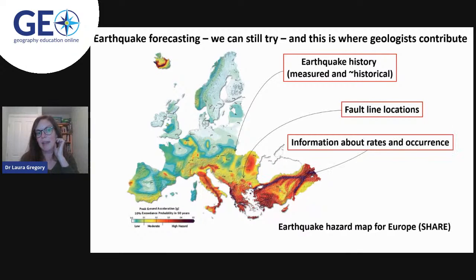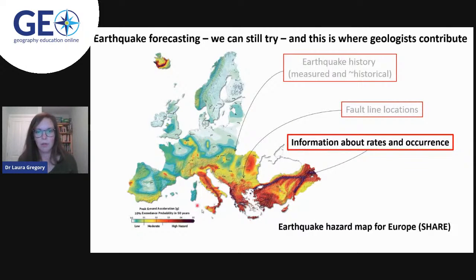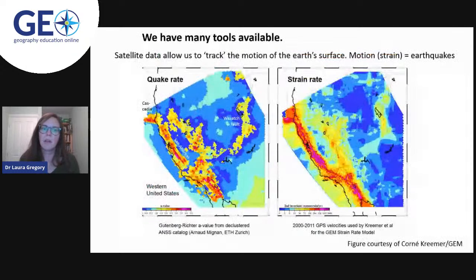And then also information about the rates and occurrence of earthquakes. So how often they occur and how fast that tectonic stress is building up. And so what I want to do is go through a few examples of these different pieces of information that we can contribute as earth scientists to building up these maps of earthquake hazard. So the first is information on the rates and occurrence of earthquakes.